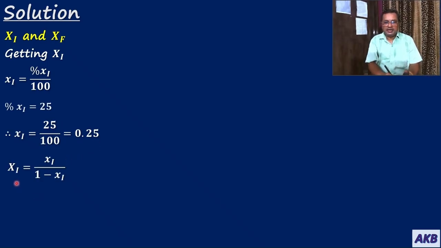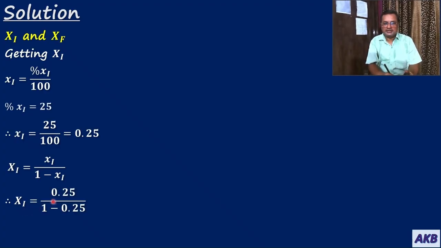Then capital Xi, we are going to get it by using small xi. It is small xi divided by 1 minus small xi. So therefore capital Xi is equal to 0.25 divided by 1 minus 0.25. That gives us capital Xi as 0.333.